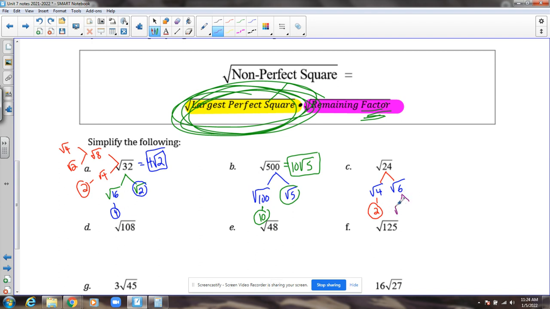yeah, I could break the 6 down more into 3 and 2, but 3 and 2 aren't perfect squares. So that doesn't do anything for us. It doesn't accomplish anything. The 6 could be broken down further, but none of the numbers it breaks down to is a perfect square. So we're stuck here. The farthest we can go is 2 radical 6.